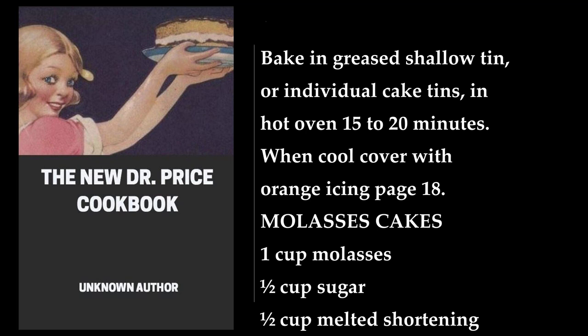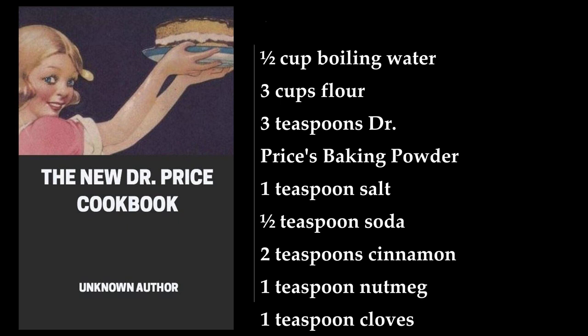Molasses cakes. 1 cup molasses. 1/2 cup sugar. 1/2 cup melted shortening. 1/2 cup boiling water. 3 cups flour. 3 teaspoons Dr. Price's baking powder. 1 teaspoon salt. 1/2 teaspoon soda.